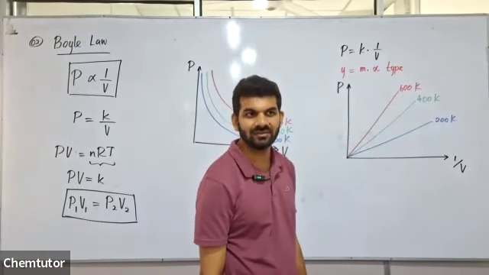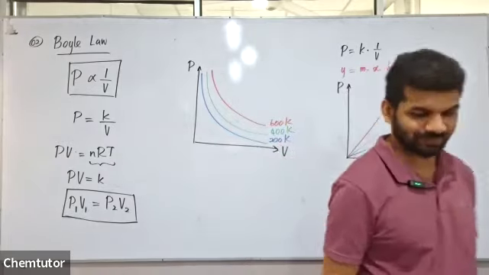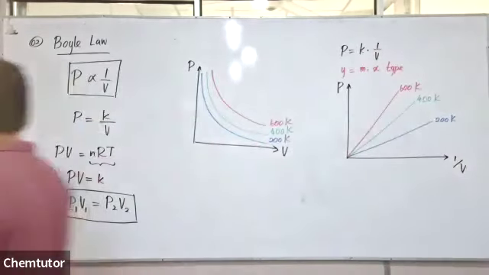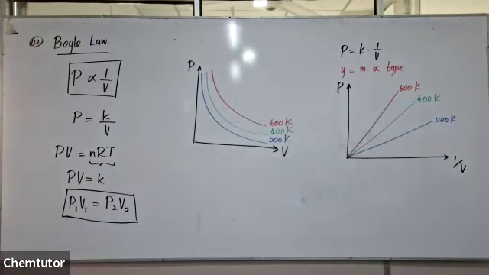Did you understand it? Yes, some. I can explain that, but we can do an example. Now, did you understand the graph? Why does it change so drastically when it becomes one over V?